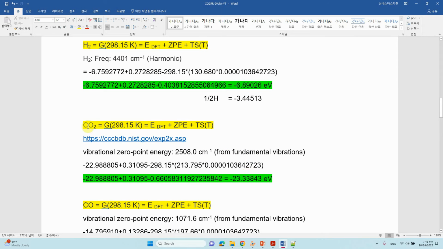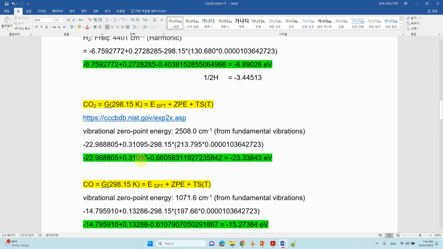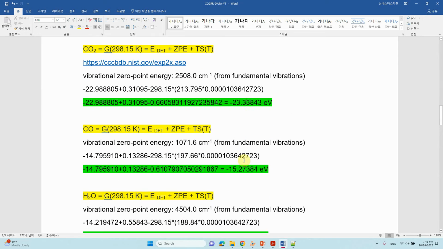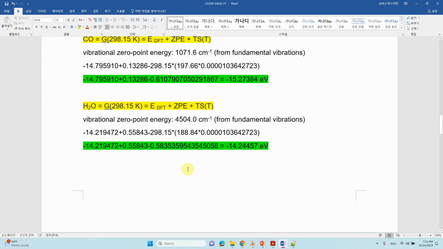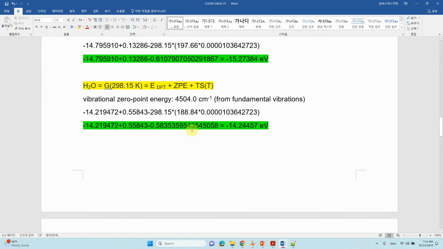Then like that you also calculate CO2. For CO2 this is the DFT optimization energy, this is the zero point energy, and this is the entropy. After you substitute these values into a calculator you will get this one. Likewise, CO2, CO and H2 you can all calculate. Then you will get the final energies for the small molecules.